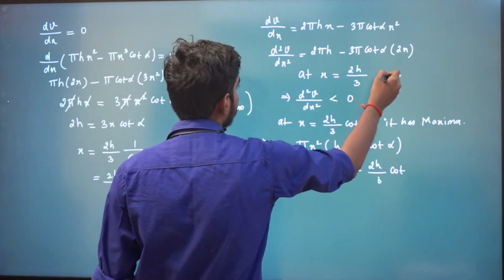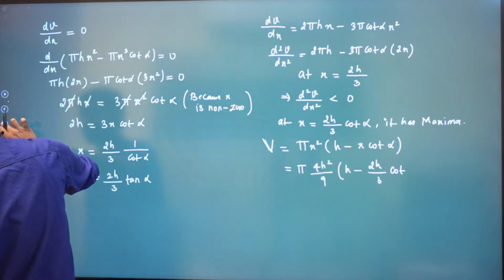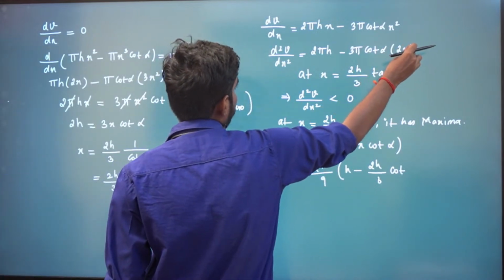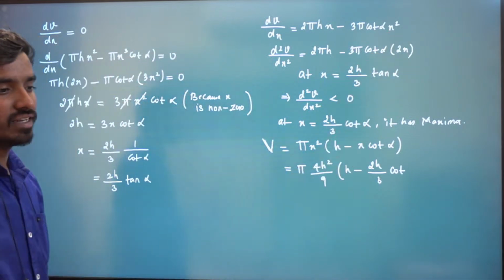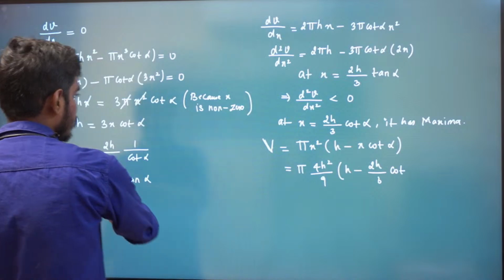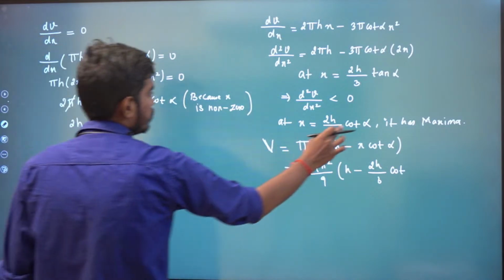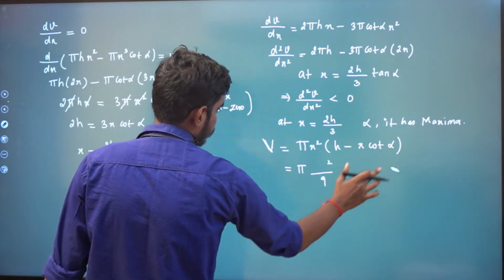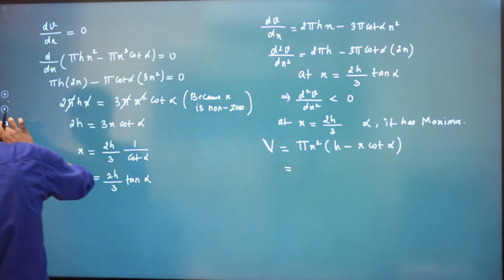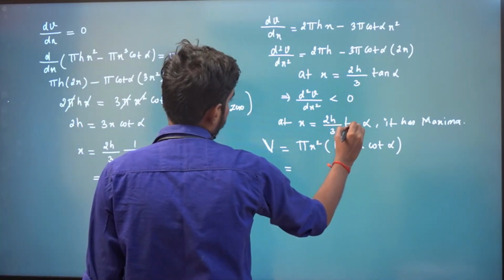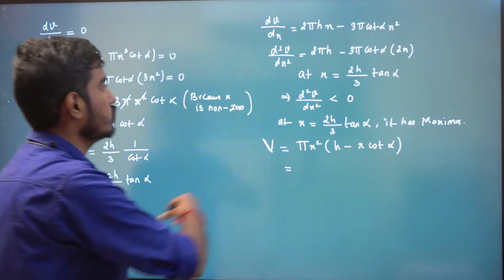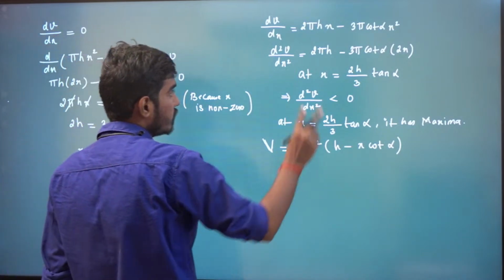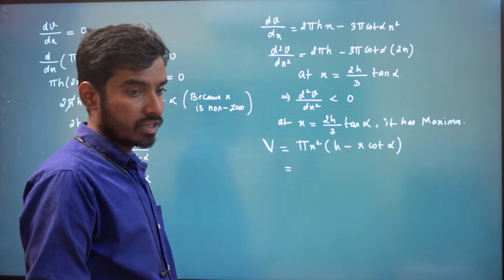Now I think this will easily get cancelled. Now you substitute x is 2h by 3 tan alpha. Tan and cot will get cancelled. Now it is very easy to prove. It will be less than 0. You just substitute this 2h by 3 tan alpha, tan and cot will get cancelled, and you will have a number that is less than 0. Remember that x is greater than 0 and h is also greater than 0.